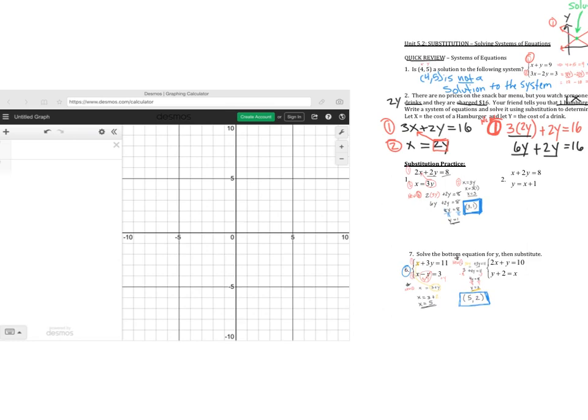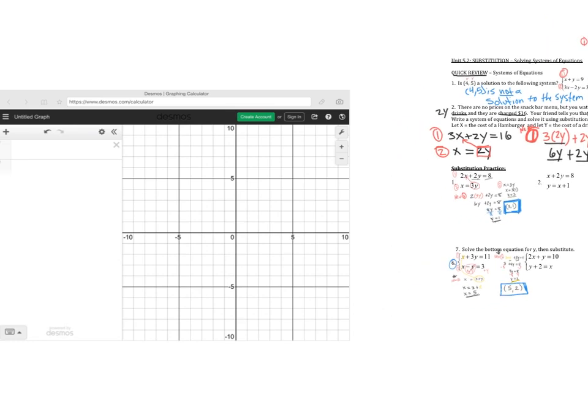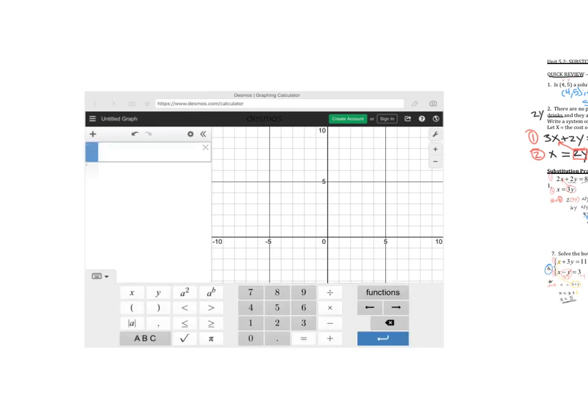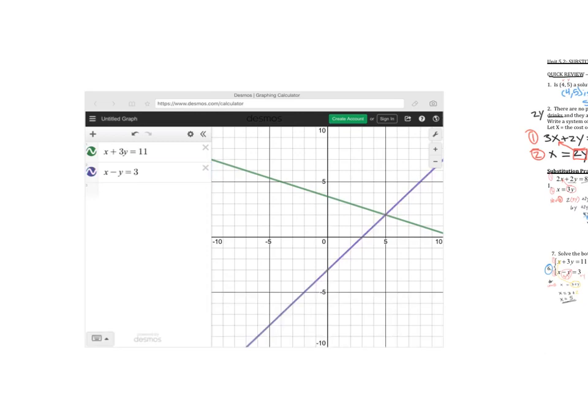So I need to type that into Desmos. And x minus y equals 3. So let's put those two in. So x plus 3y, make sure you're practicing doing this right now, equals 11, so you know what to do to check. And then x minus y equals 3. And you see that it creates two lines, and the point where they intersect right there is the solution. And where do they intersect? They intersect at 5, 2.